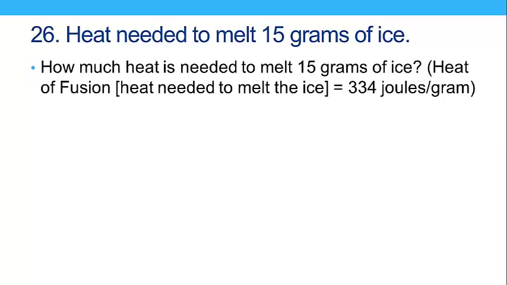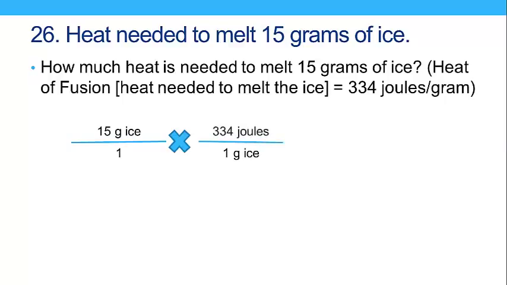How much heat is needed to melt 15 grams of ice? The heat of fusion, which is how much heat I need to melt the ice, is 334 joules per gram. So we're going to start with our 15 grams of ice, and we're going to put a 1 on bottom. In order to cancel out these units, I need to have grams on bottom, and I want to figure out how much heat, so joules needs to go on top. 334 joules are necessary to melt 1 gram of ice. When we solve this, we get that I need 5,010 joules in order to melt those 15 grams of ice.